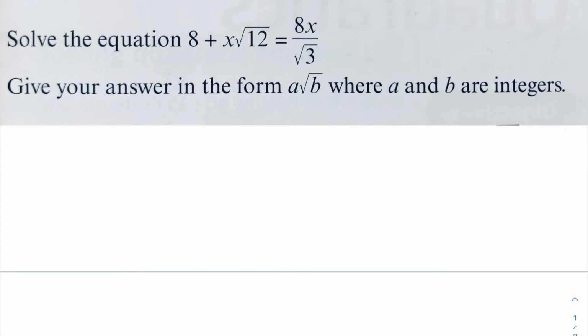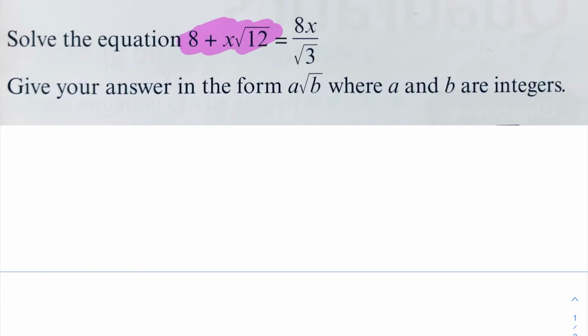We have a surds question, and this is taken from an Edexcel textbook. We're asked to solve the equation 8 plus x times root 12 equals 8x over root 3. Give your answer in the form a root b, where a and b are integers.